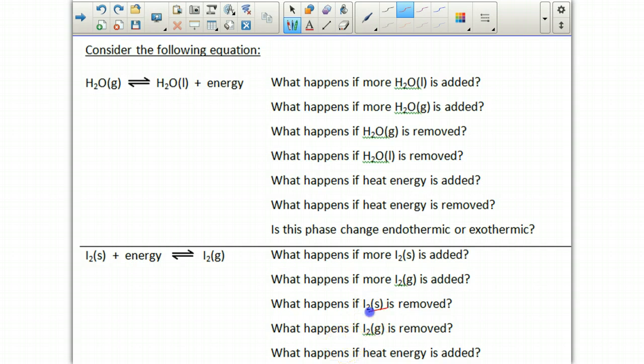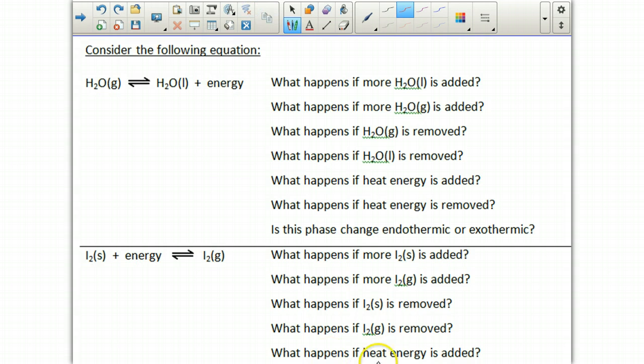What if I remove iodine as a solid? So I'm going to remove some of this. That's going to shift towards what I removed, so shift to the left. That's going to make this increase and everything on this side decrease. Okay, what if I remove some iodine as a gas? Again, we shift towards whatever we remove, so we'll shift to the right, which is going to cause these to decrease. And anything else on the right side would result in an increase.